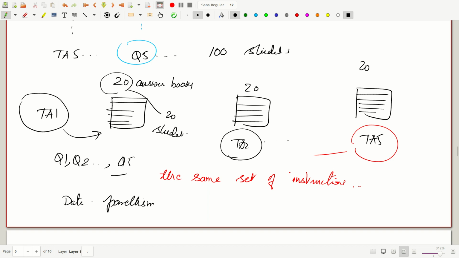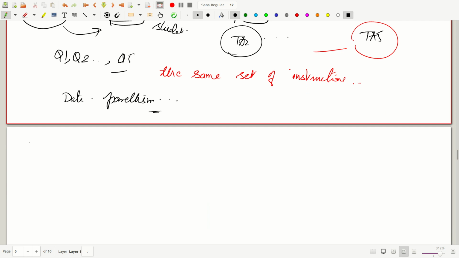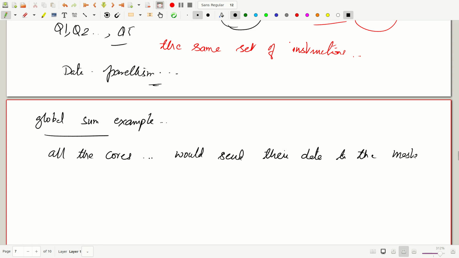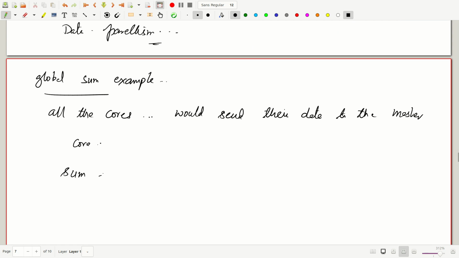Okay. Now, in general, if you write a parallel program, it would consist of both task parallelism and data parallelism, and we will see how. For example, if you recall, in the last lecture we looked at this global sum example, right? So one way to accomplish global sum is that all the cores would send their data to the master core, right? Now before they send the data, they all have to perform some operation. That means they have to sum their own data, right?